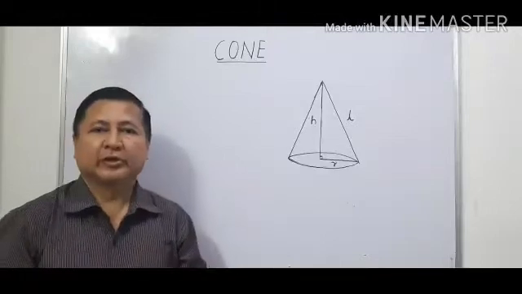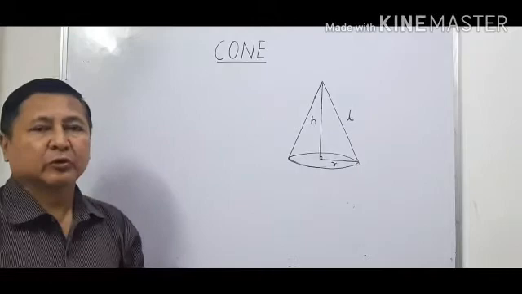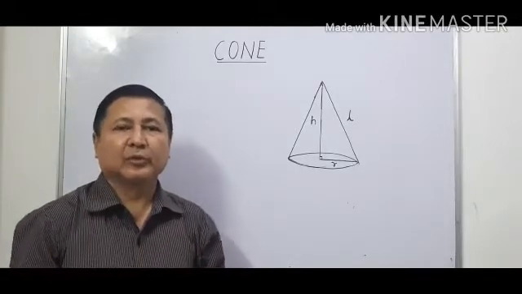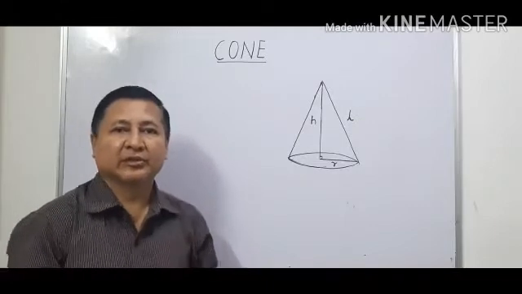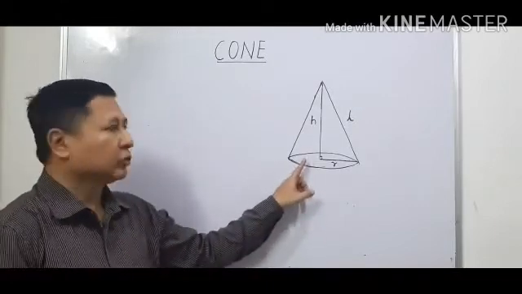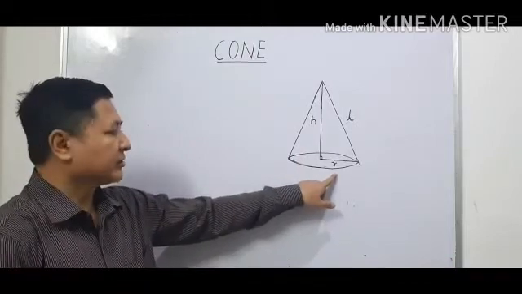Afternoon students, today we are going to take the topic cone. Whenever this word cone comes to your mind, you will always think of an ice cream cone. Yes, the shape of the ice cream cone is the right circular cone. It has the following things. This is radius r, that is the radius of the base.